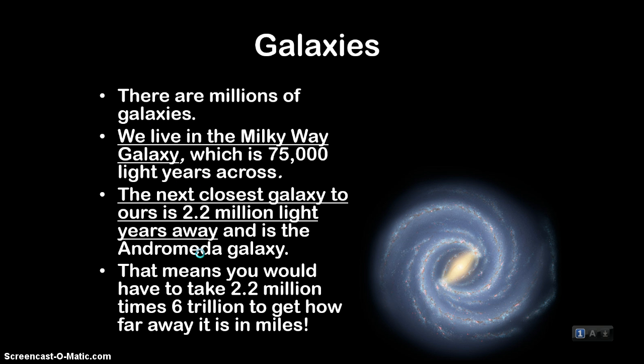Okay. Alright, so galaxies. There are millions of galaxies. The one that we live in, which you probably already know, is the Milky Way galaxy, which is about 75,000 light years across. And if you remember when we talked about it, a light year is the distance that light will travel in 1 year. The next closest galaxy to ours is 2.2 million light years away, and it's the Andromeda galaxy. That means you would have to take 2.2 million times 6 trillion to figure out how far away it is in miles. That's a lot of zeros.